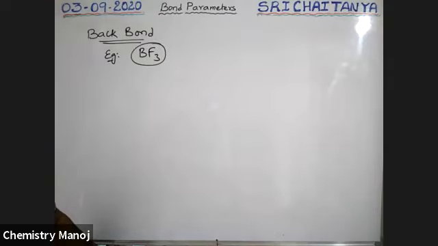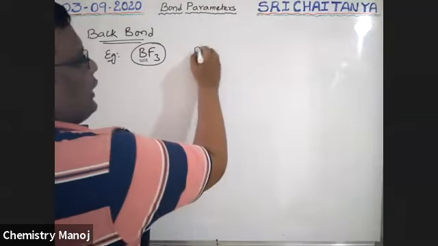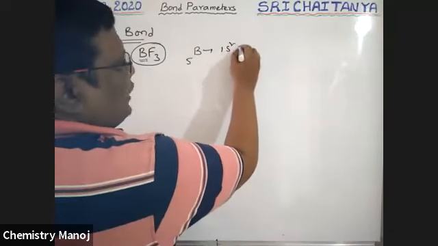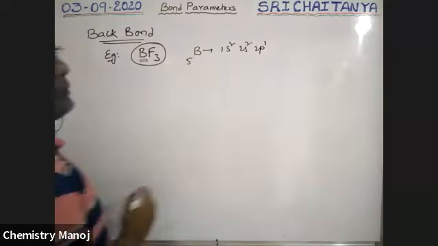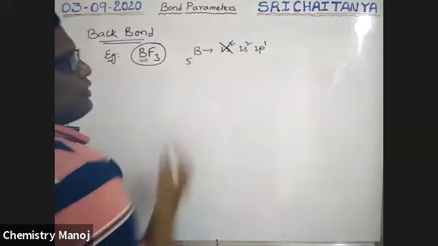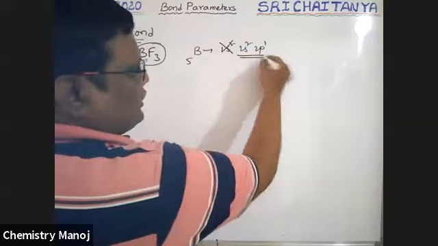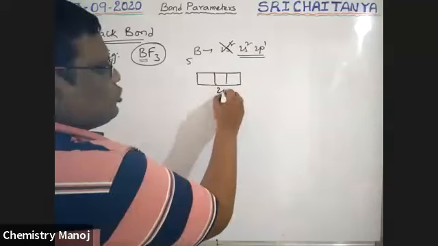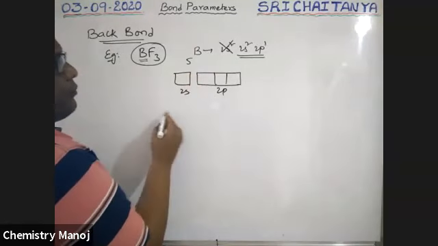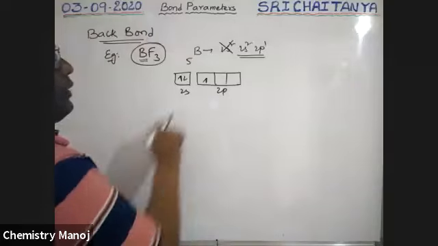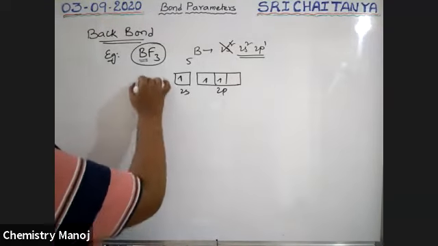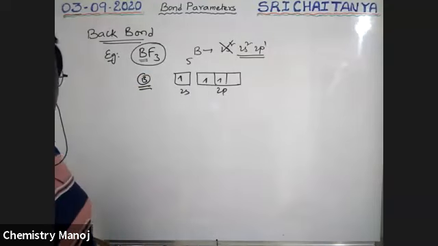Boron trifluoride. Here the central atom is boron, atomic number 5. The electronic configuration is 1s2, 2s2, 2p1. Inner orbits we don't consider. The outermost electronic configuration I draw with the box method: 2s2, 2p1. In the excitation, this electron jumps from 2s to 2p. So this is the boron excited outer shell electronic configuration.